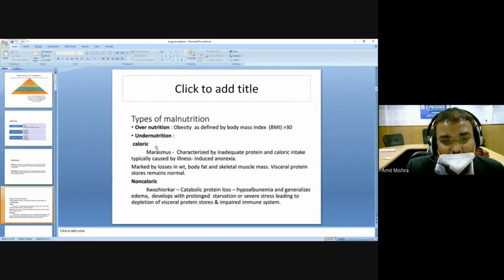Caloric means where you can find deficiency in the form of inadequate protein and calorie intake, typically caused by illness, like illness-induced anorexia.